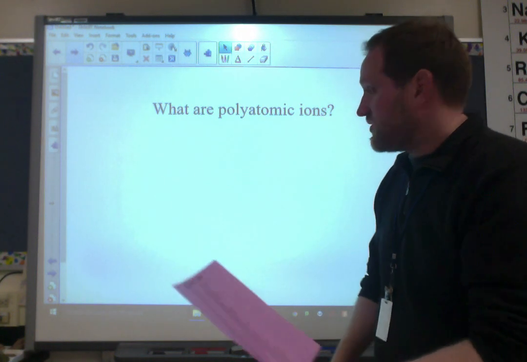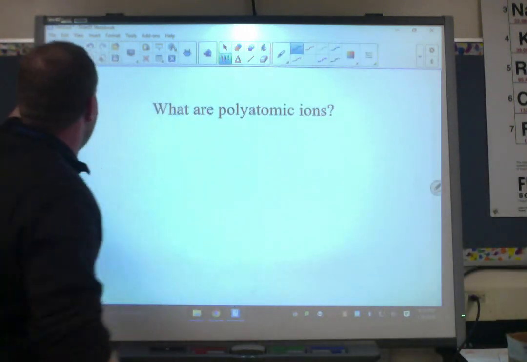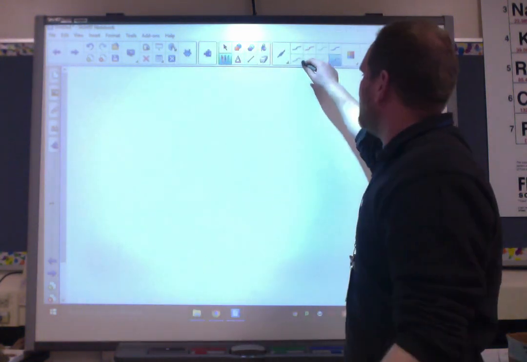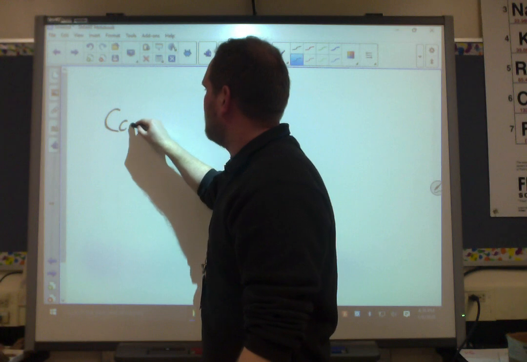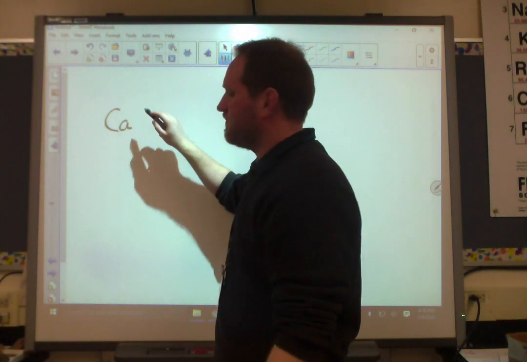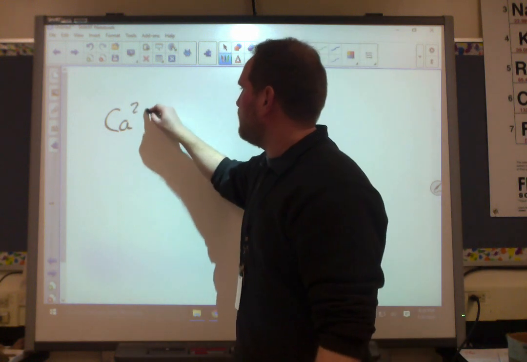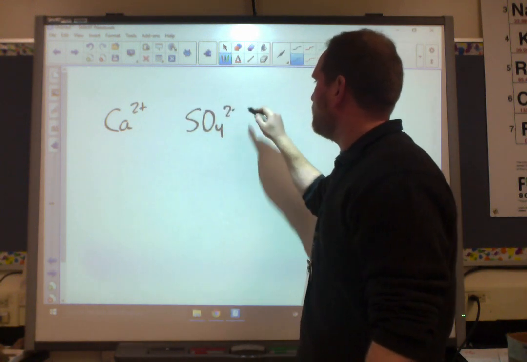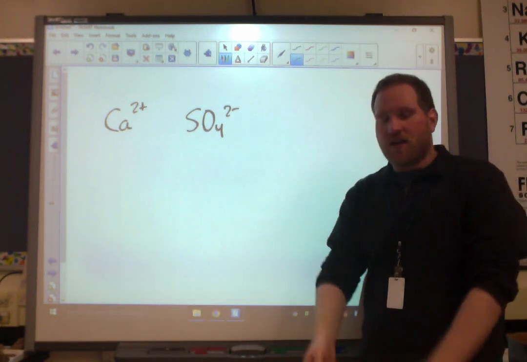Yeah, let's move on with this. So when you're making a compound with a polyatomic ion, you again just treat it as a team. So let's say we're going to have calcium bond with sulfate. Well, calcium is 2+. Sulfate, according to your sheet, SO4, 2-. Notice the ratio. 2+, 2-, comes together, and it's simple as that.